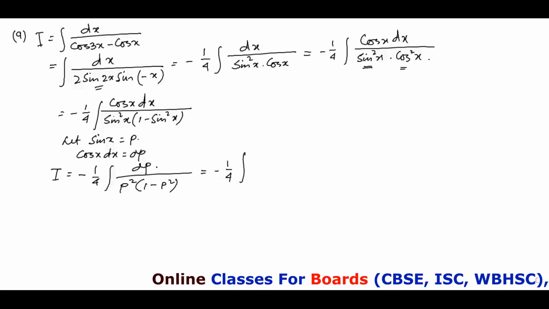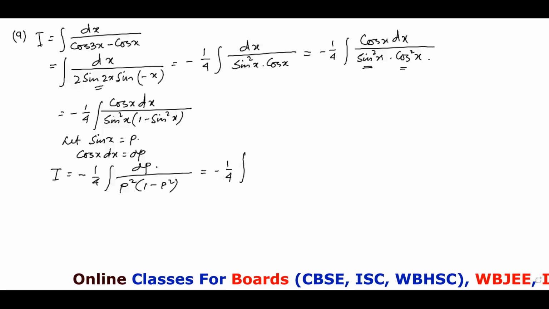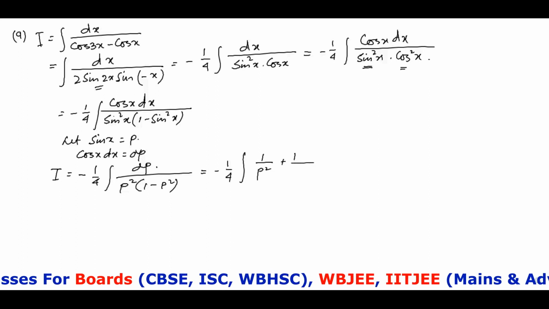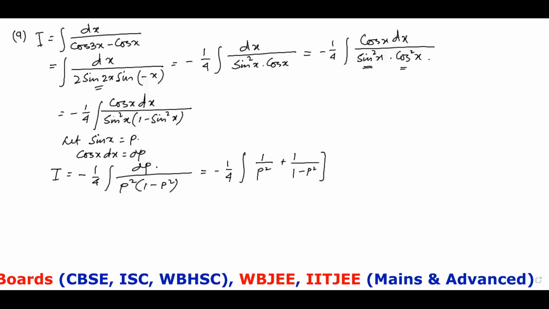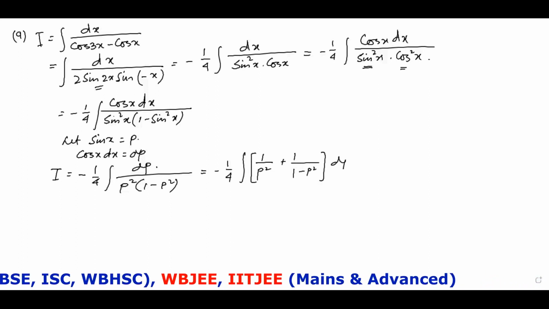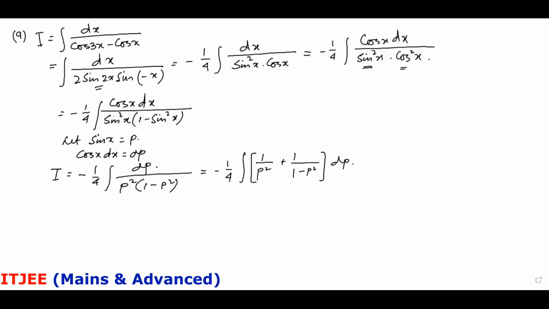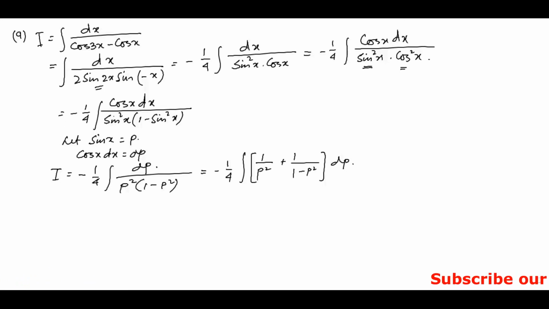You can write this thing as 1 by p square into 1 minus p square can be written as, just check it whether I'm correct or not. If you take the LCM, it will be p square into 1 minus p square, and in the numerator it will be 1 minus p square plus p square. So p square goes off. So in the numerator we will have 1, and in the denominator we will have p square into 1 minus p square. So it is exactly the same thing which is written there. Okay.